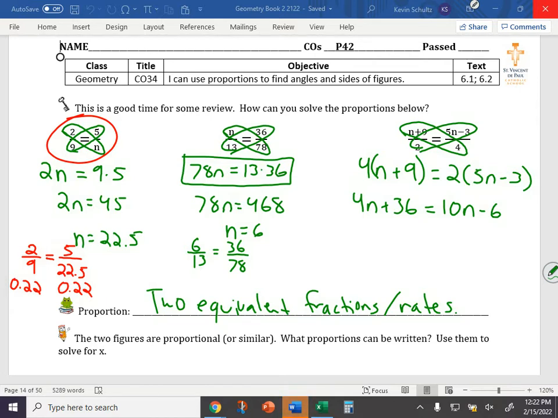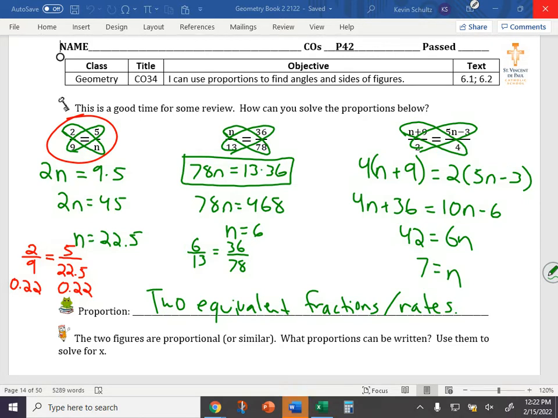If you move your constant to the left, add 6 to both sides, that gives you 42. Subtract 4 from both sides, you get 6n. And you get a value of 7 for n. I went through that fairly quickly, but any questions on that process?